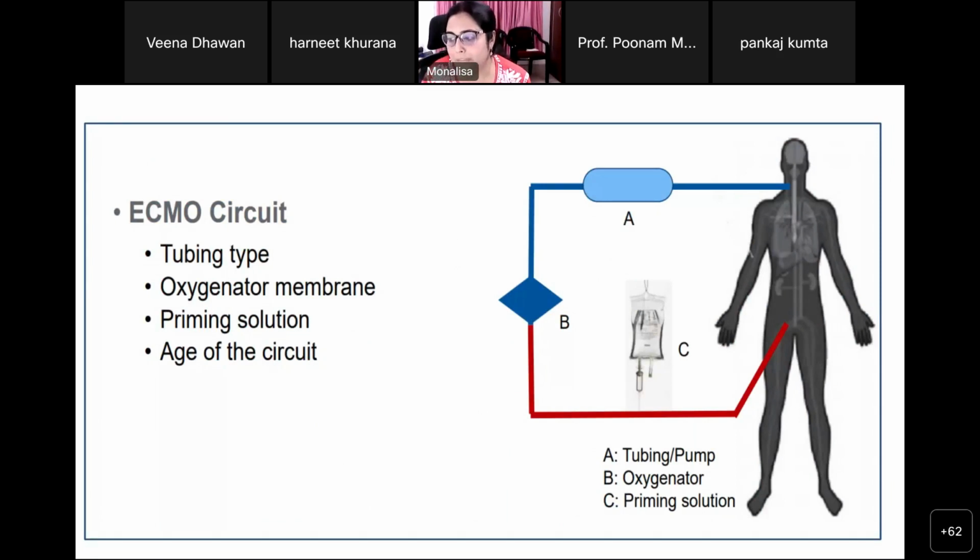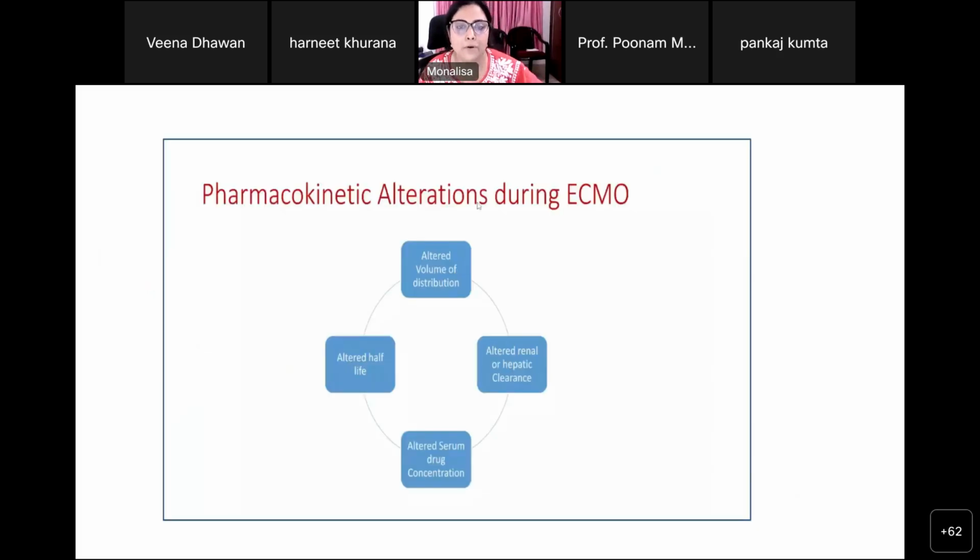And the composition of the tubing and membrane oxygenator can also play a very important role in the amount of drug that is being sequestered. Some studies have observed that both the PVC tubing and the membrane oxygenator absorb drug to a similar extent, but some studies show that there is a difference between the two. And it also depends upon the age of the circuit and the type of pump used. So these are the circuit-related factors which cause a lot of drug sequestration, mainly of the lipophilic drugs. So these are the pharmacokinetic alterations that happen during ECMO.